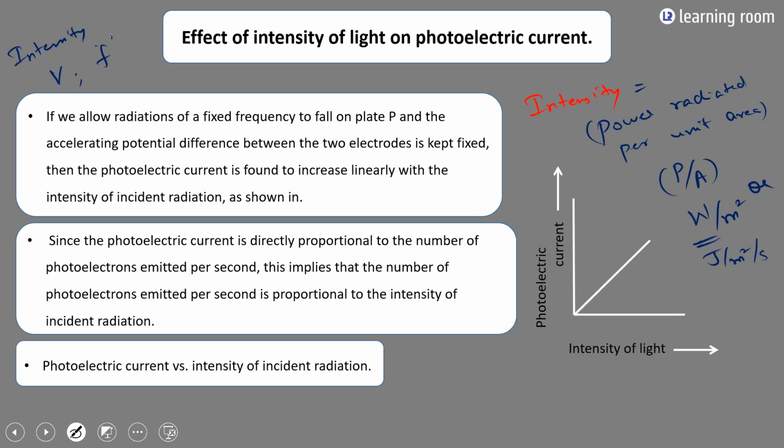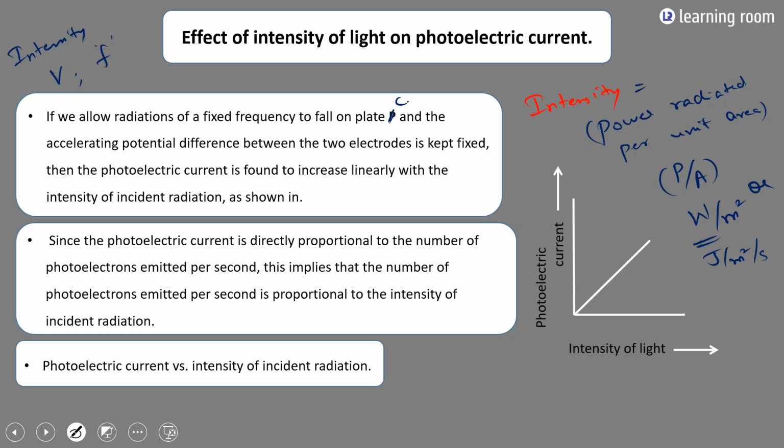Listen to this. If we allow radiations of fixed frequency to fall on plate P, here plate P is actually plate C only, because that is the emitter plate, the photosensitive plate.